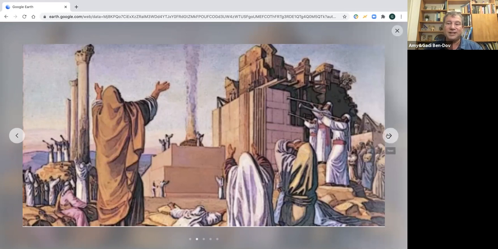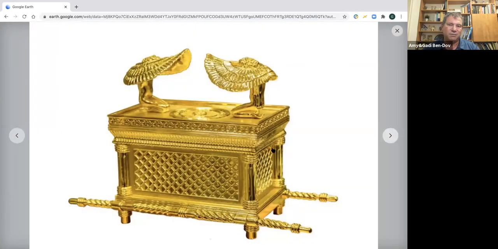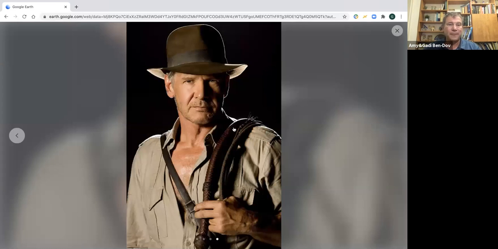Now, one thing that disappeared during the destruction of the first temple was the Ark of the Covenant, the Aron Habrit. We don't know what happened to it. There's a whole lot of conspiracy theories about it, all kinds of stuff. Here's a model of what, according to the scriptures, it should look like. And there's a guy that's looking for it still, this guy, Indiana Jones, because we don't really know where it is.